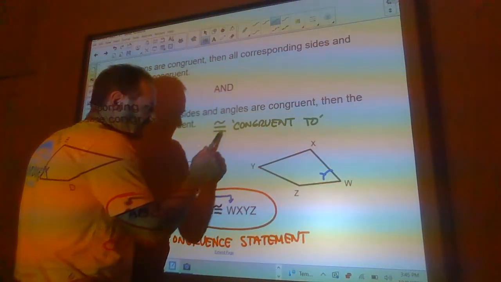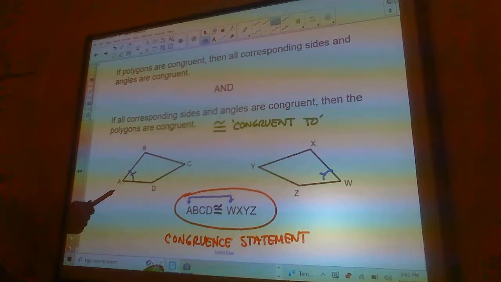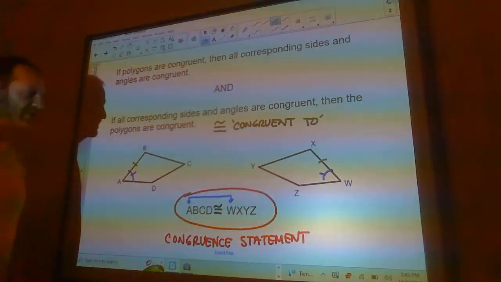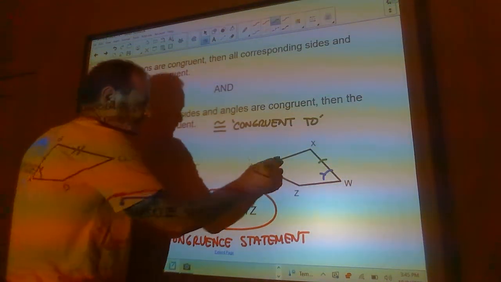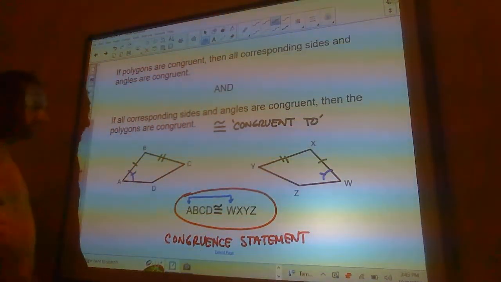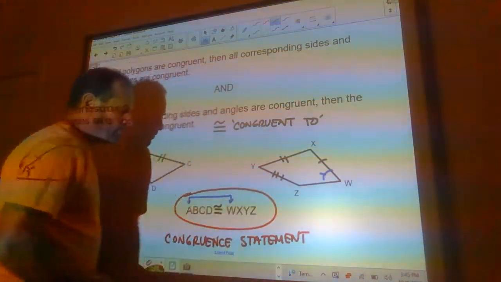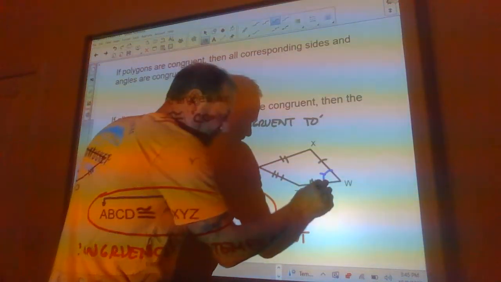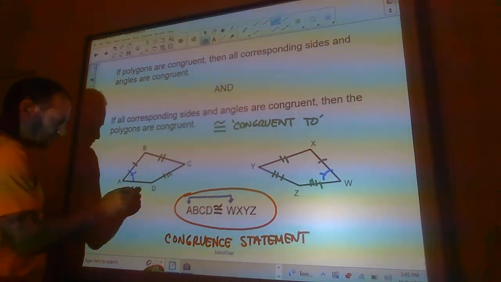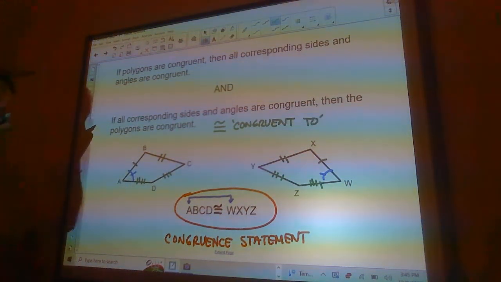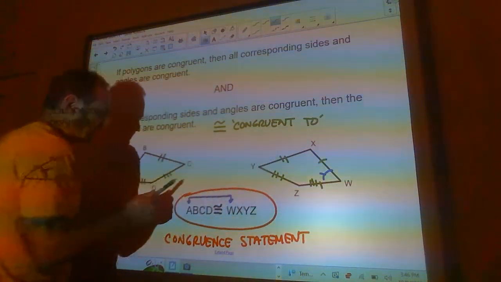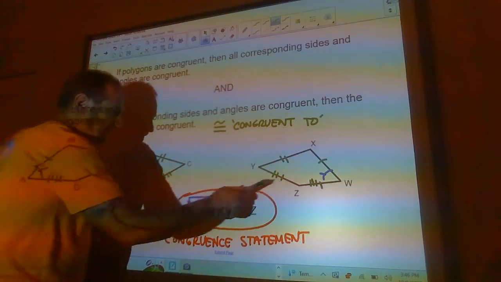This part means that it's equal, which means that all the corresponding sides are equal. So AB corresponds to WX, those are equal. BC corresponds to XY, those are equal. YZ is equal to CD, and ZW is equal to DA. And all the angles are congruent. So A and W are congruent, B and X are congruent, C and Y are congruent, D and Z are congruent.